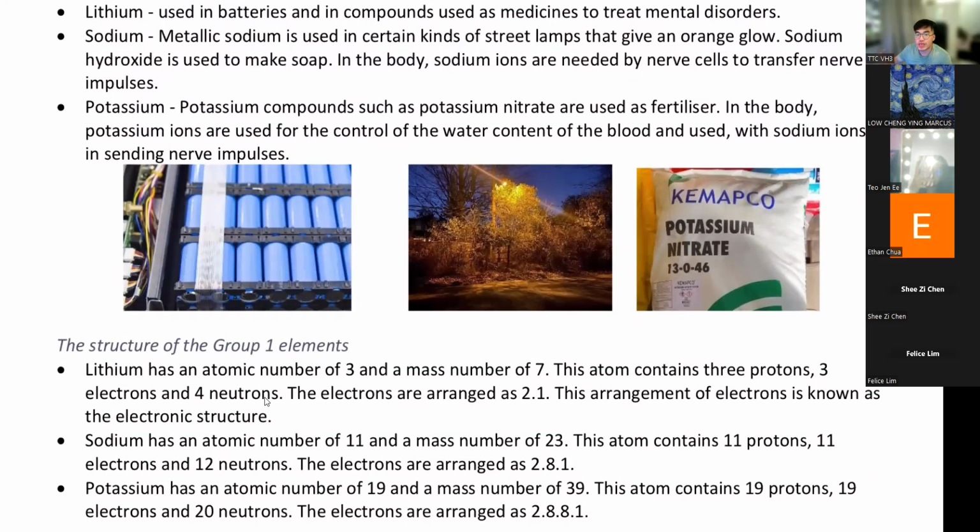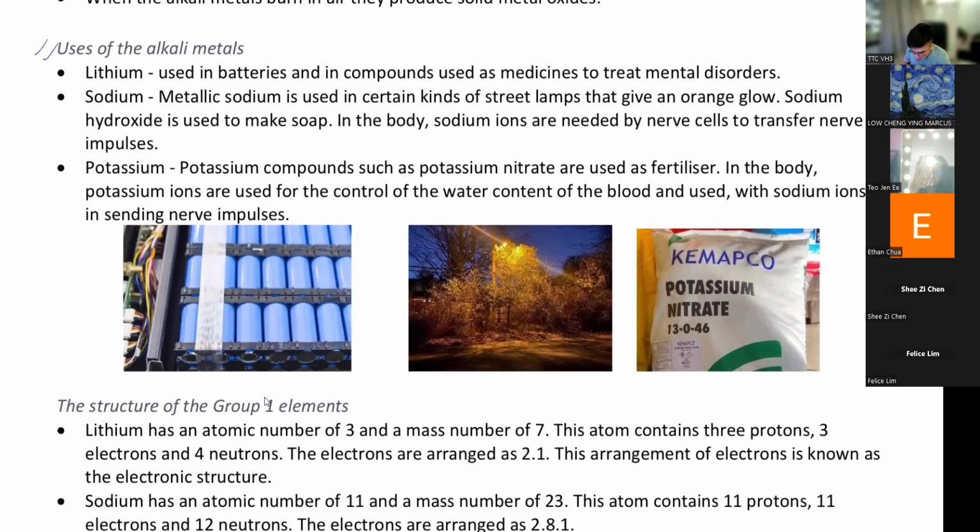Next year, when you go to Year 10, you are learning the exact same thing. The intro to chemistry, the first two or three chapters, you'll be learning this. So this is like a sneak peek. You learn it first, then next year you learn it once more. Anyway, let's look at our lithium.